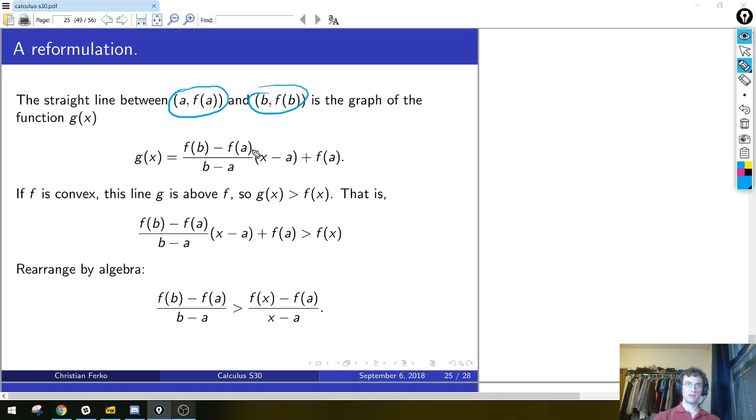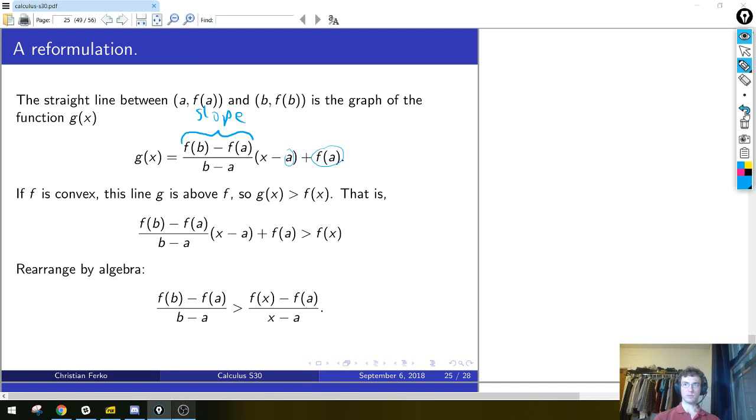If you like, this is point slope form or something. You can call it whatever you want, but anyway, the slope is, of course, just the secant line slope between those two points, f(b) minus f(a) over b minus a. So this is the slope times, here we write it in this kind of strange looking way because the intercept is kind of broken across two terms now.